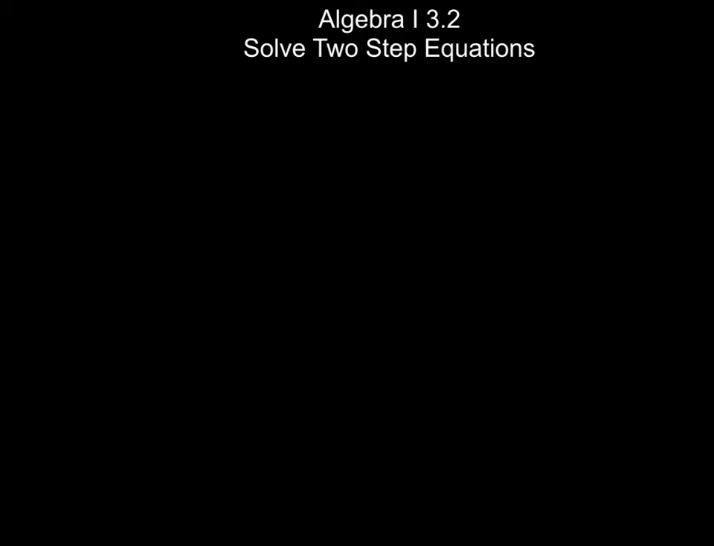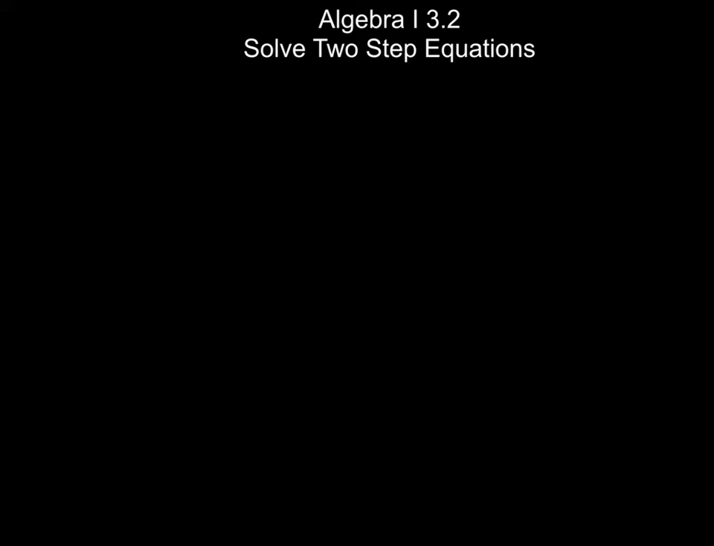Today in Algebra 1, Chapter 3, Section 2, we're going to learn to solve two-step equations. Just like yesterday's lessons, we have four functions that can be performed. We can add, we can subtract, we can multiply, and we can divide. And we are going to continue to use the inverse operations. So let's take a look at one example.